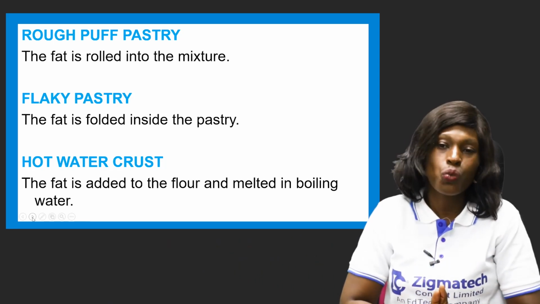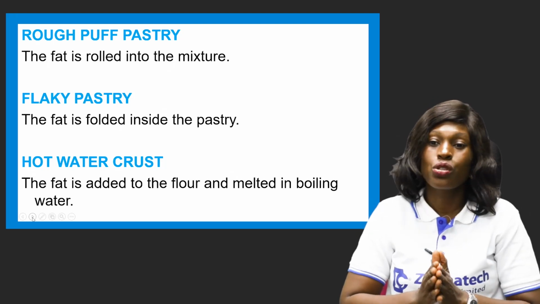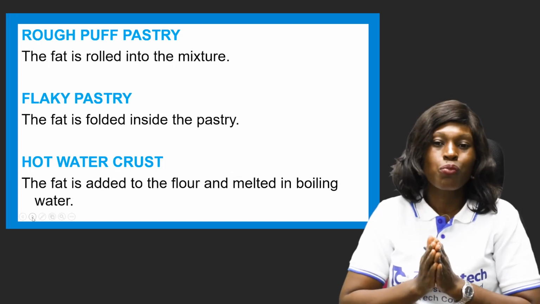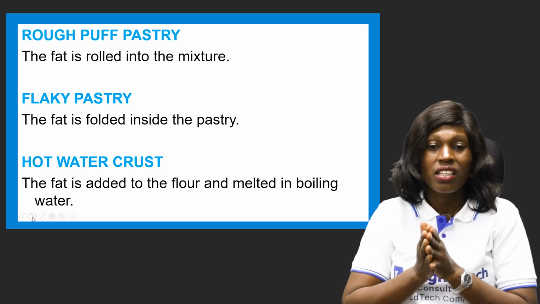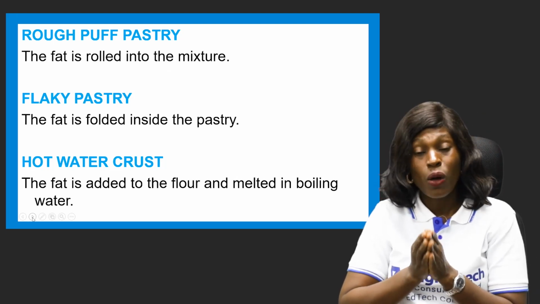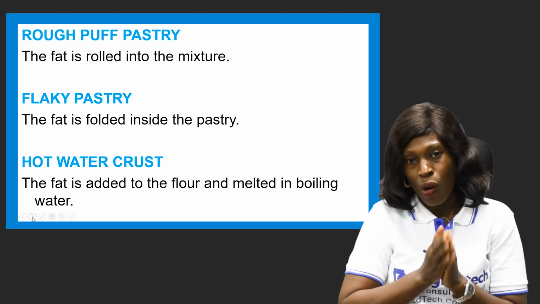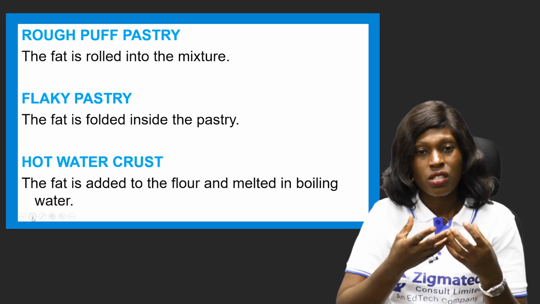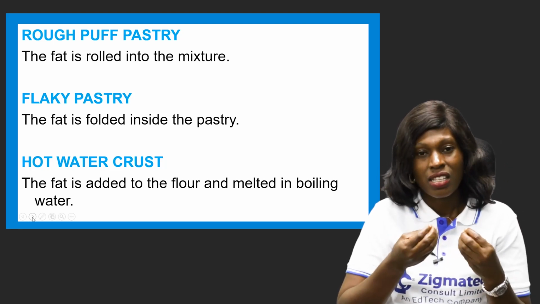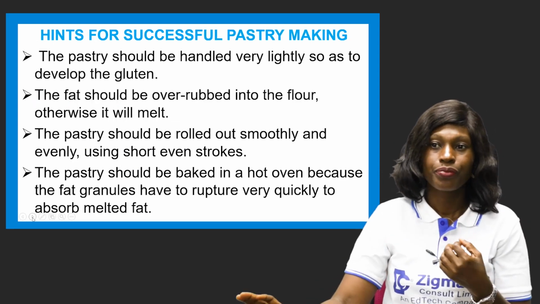Then we have the hot water crust. Now the fat is added to the flour and melted in boiling water. Now you add the fat to the flour and then you melt it in boiling water. It could be a double boiler, not direct heat, and then you're going to be using it for whatever it is that you want to use as your end product.